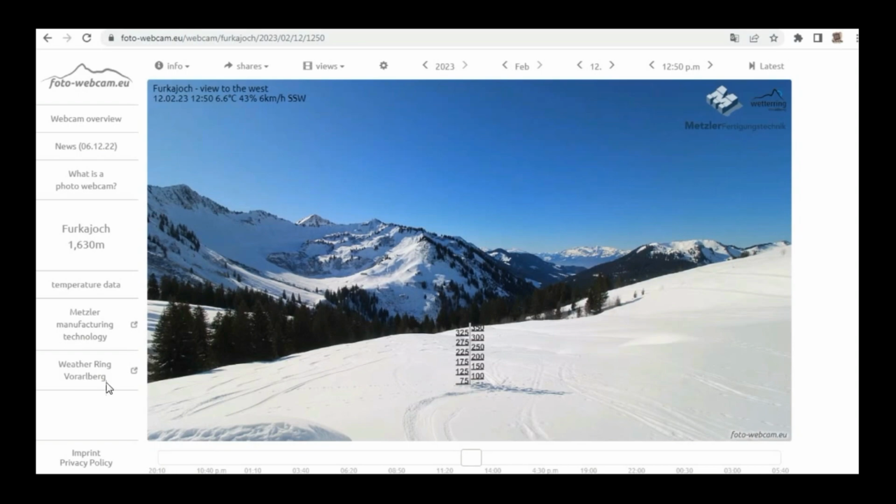In today's video, we're going to be looking at photoweb.eu. I'll leave the links and that in the description box down below, nice and simple for everybody to find.